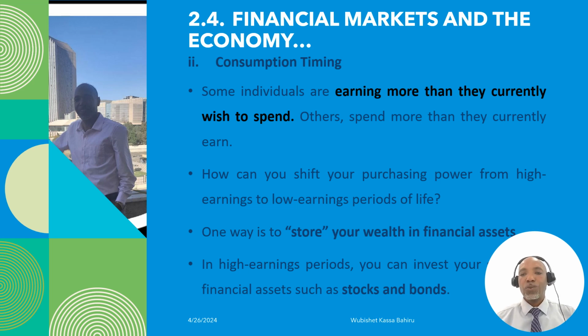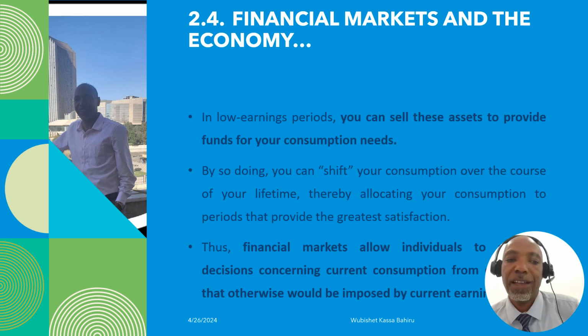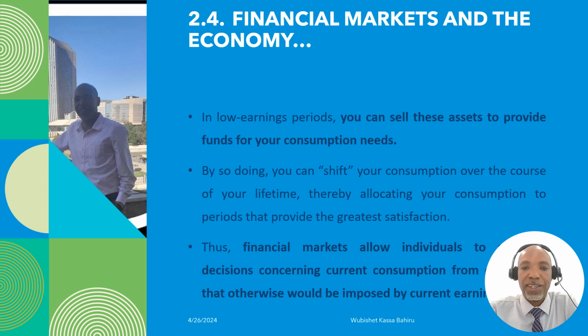One way is to store your wealth in financial assets. That means in the high earning period, you can invest in financial assets such as stocks and the bond market. And in a low earning period, you can sell those assets to provide funds for your consumption needs. By so doing, you can shift your consumption pattern over the course of your lifetime, thereby allocating the consumption to a period of time that provides the greatest satisfaction. Thus, financial markets allow individuals to make decisions concerning current consumption separate from what would otherwise be dictated by their current earnings.